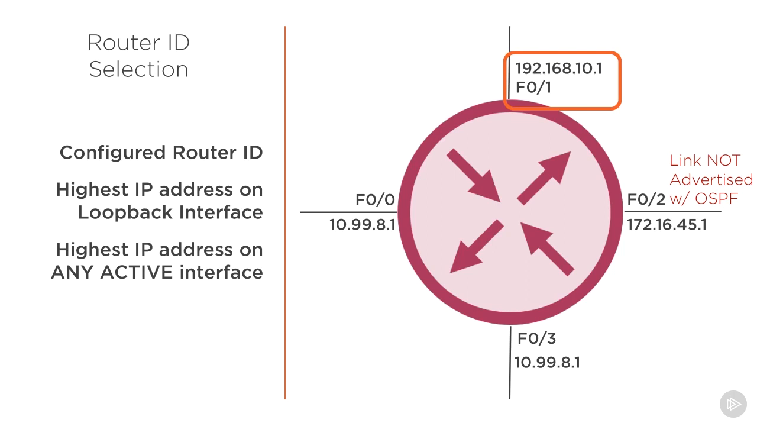Well, if F01 didn't exist, what would happen next is OSPF would still choose the highest IP address on any active interface. This time, though, it's going to choose the 172.16.45.1. Even though it's not participating in OSPF at all, the router is still going to choose the highest active IP address on any interface, regardless if it's participating in OSPF or not.